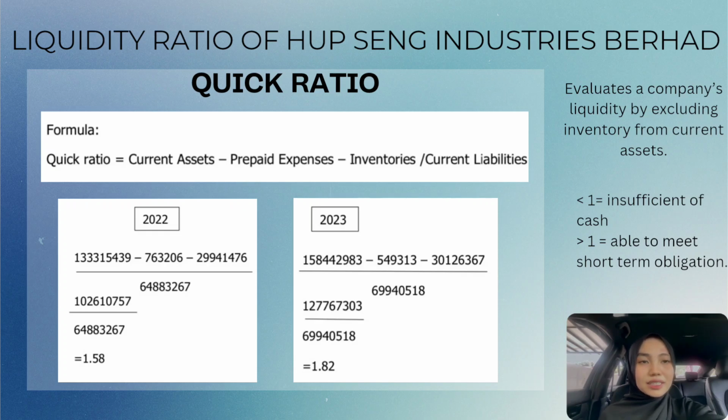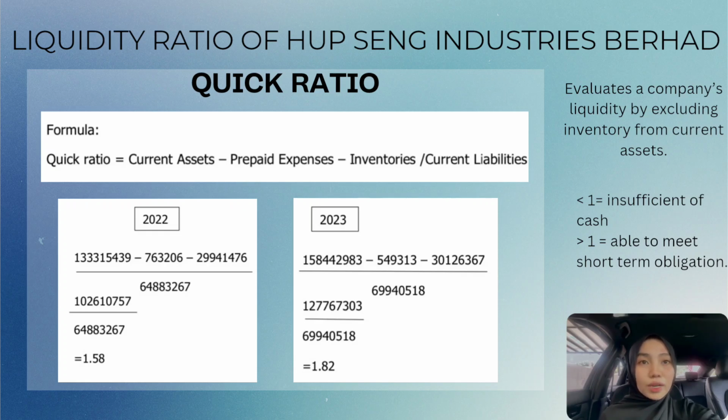The quick ratio tells us whether a company can pay off its short-term debts using only its most liquid assets, excluding inventories. This is important because inventories might not be quickly converted into cash. The quick ratio is calculated by subtracting inventories and prepaid expenses from current assets and then dividing by the current liabilities. For Hup Seng Industries Berhad in 2022, the quick ratio was 1.58. In 2023, the quick ratio increased to 1.82.